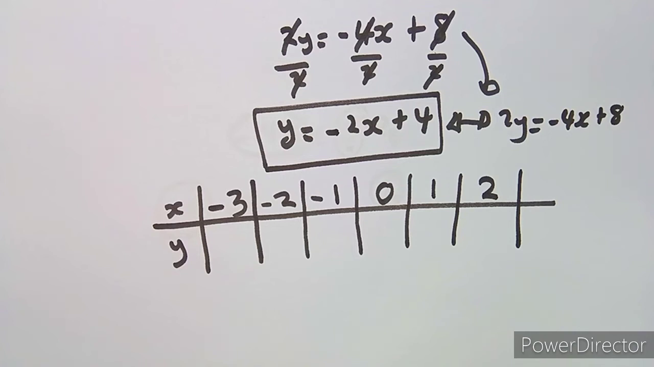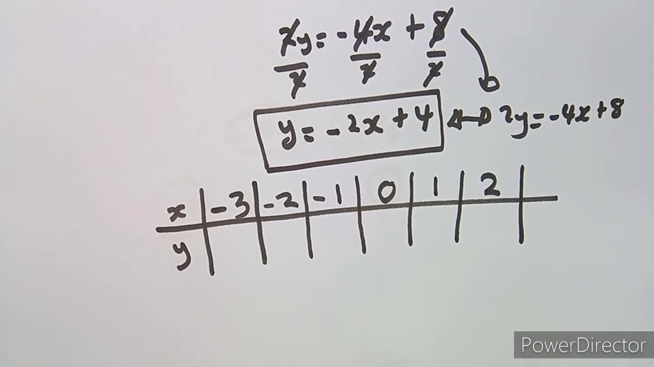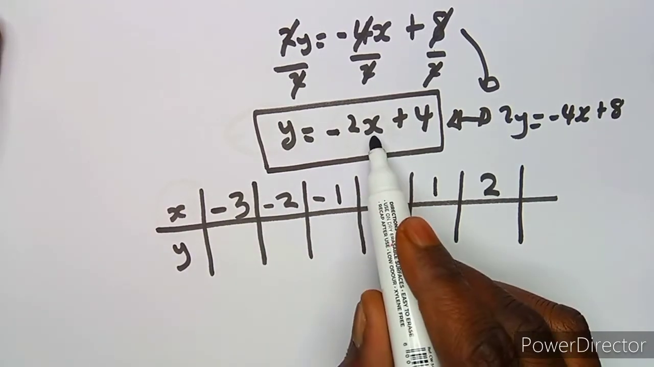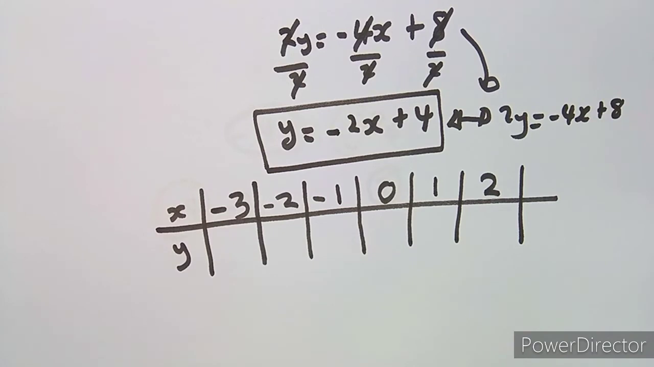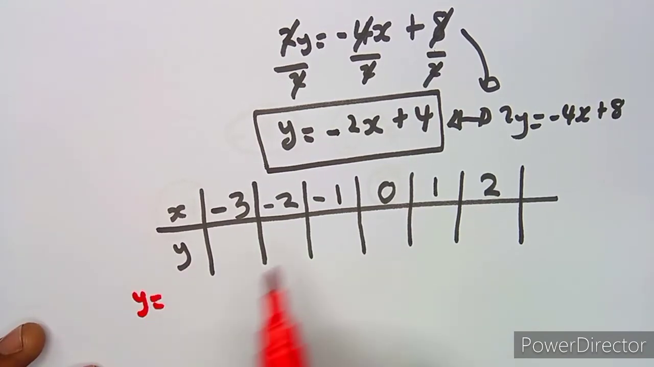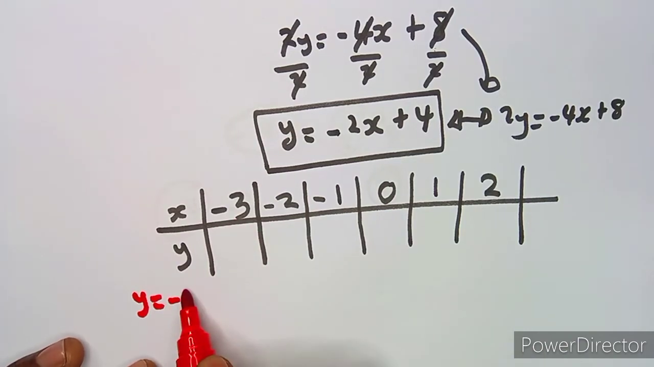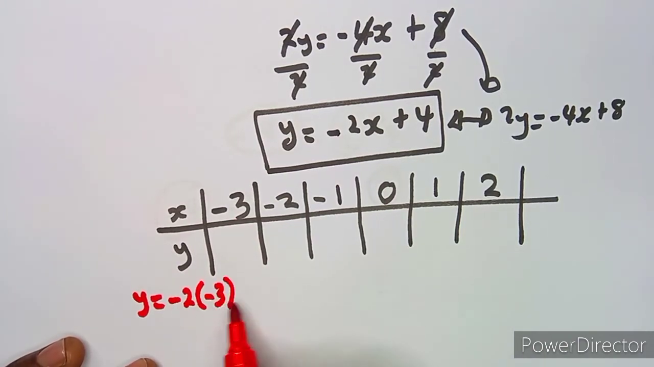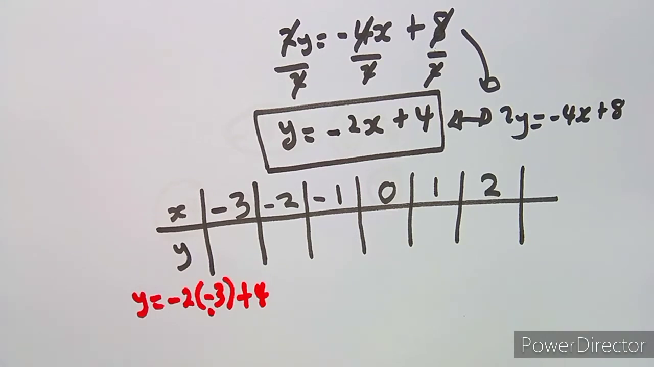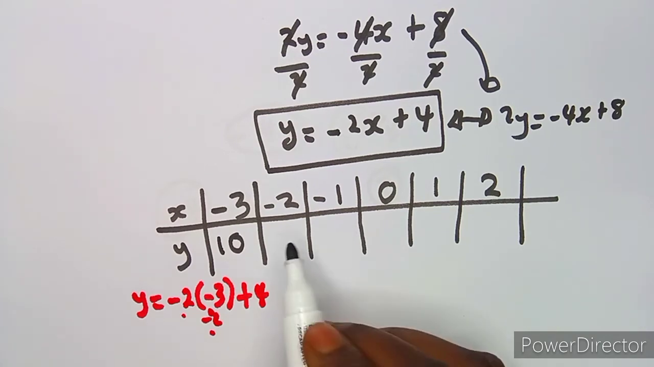All right, so what I am going to do is just substitute these in my calculator. When x is -3, substitute -3 here. So y is going to be, in place of x, -2 times -3 plus 4, which is going to give us a 10. When x is -2, you substitute -2 here. That's -2 times -2 plus 4, which is going to give you 8.